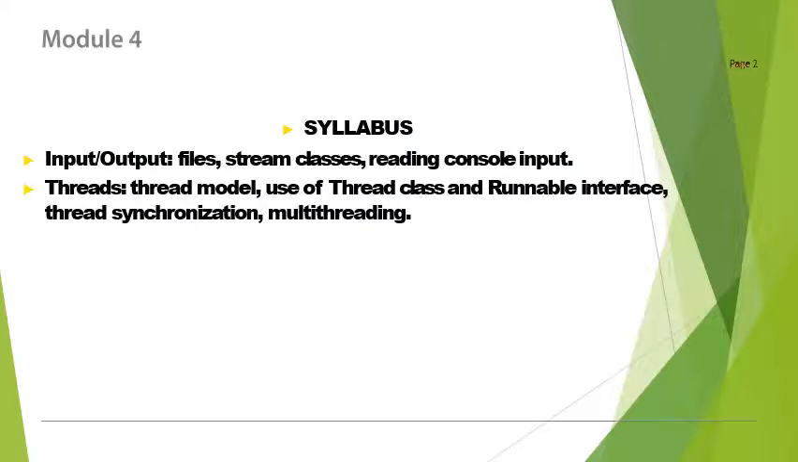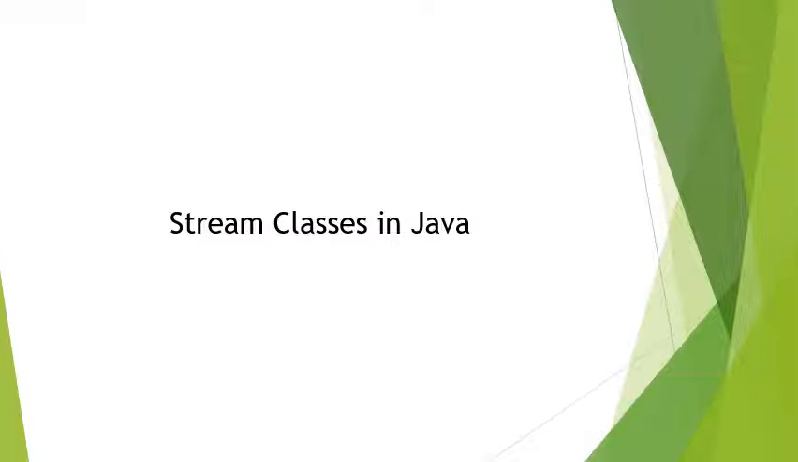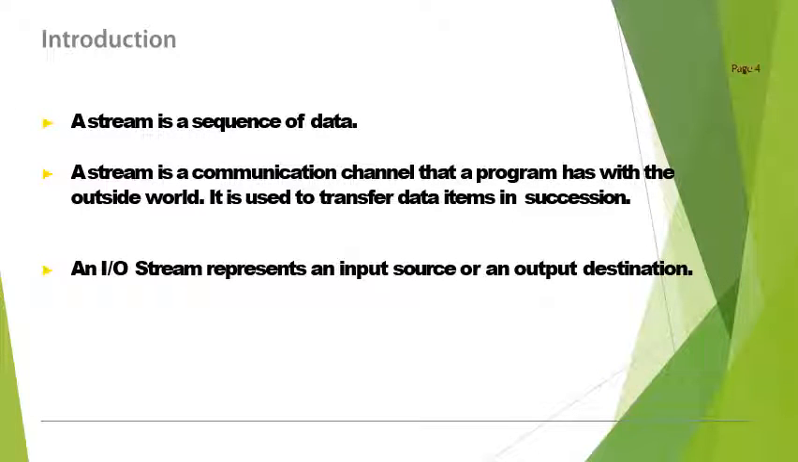Hello. In previous lectures we have discussed files, how to read from a file, how to write to a file, etc. Today we are going to discuss stream classes in Java. Simply, a stream means a sequence of data, or we can say a stream is a communication channel which allows a program to communicate with the outside world.